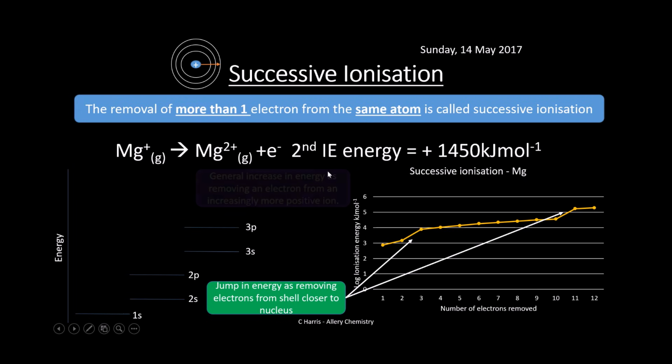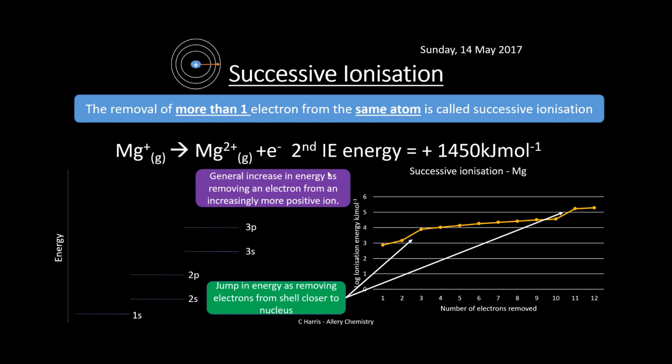Okay, so let's start removing some electrons. We've got a general increase in energy because we're removing an electron from something that's increasingly more positive. Removing an electron from an Mg plus is going to need more energy than removing an electron from just Mg, because this is already positively charged. So it's going to really pull that electron in, and it's going to get increasingly more difficult. The first set of electrons are the ones furthest away from the nucleus. These require the least amount of energy because they're further away, you've got more shielding, etc.